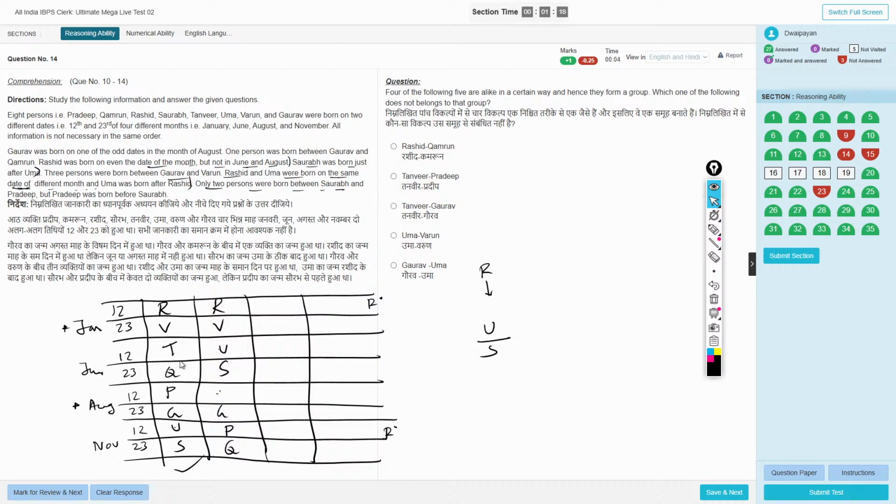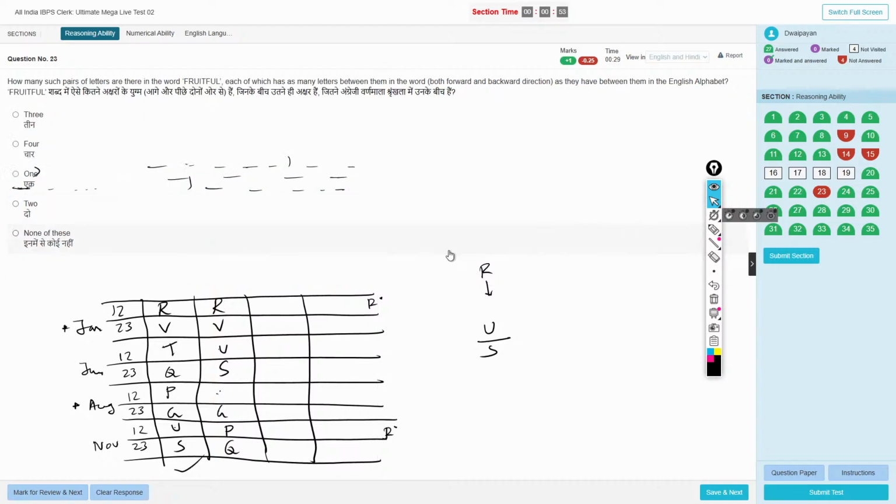RQ, gap of 2. TP, gap of 1. TG, gap of 2. UV, gap of 3. Okay. UV and GU. Okay, different. Just a second.